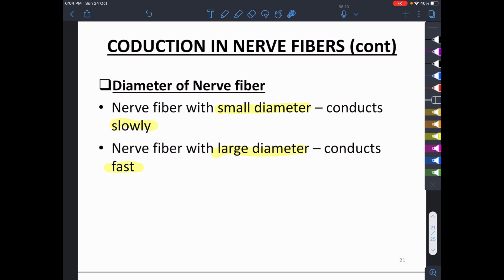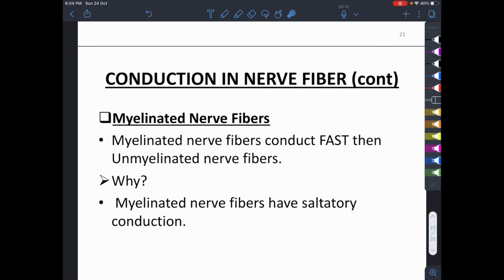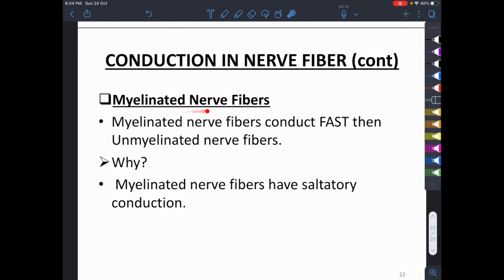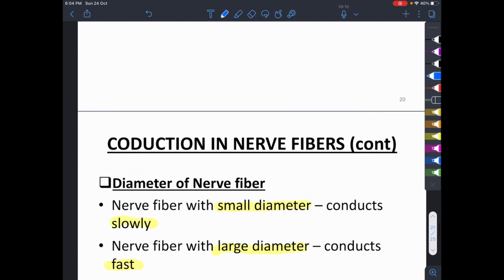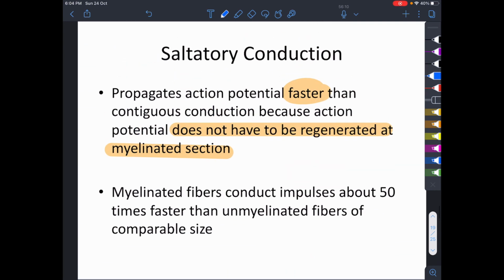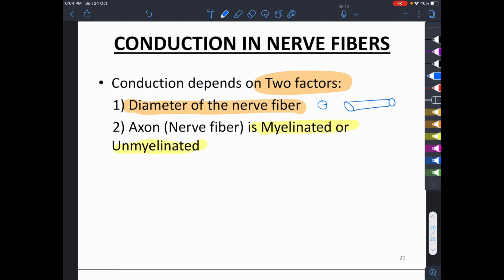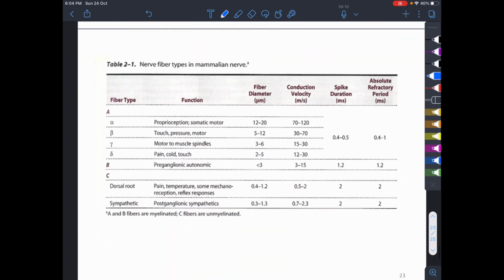The conduction is slow in the small diameter. The conduction is faster in the large diameter. Okay. The second factor, myelinated fibers. Myelinated fibers conduct faster than the unmyelinated. Why? So هذه يمكن 3 مرات تجينا خلاص مهمة جدا. Myelinated nerve fibers have saltatory conduction. Why? Because it does not have to propagate in the myelinated section. نرجع هنا نشوف. Does not have to be regenerated at the myelinated section. It's a very important sentence to understand.